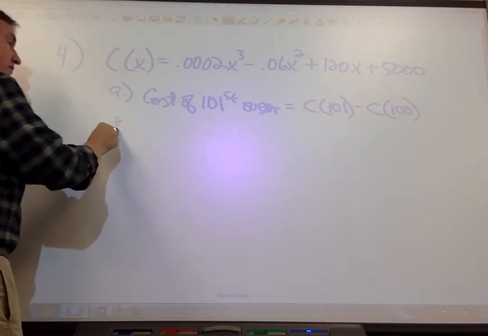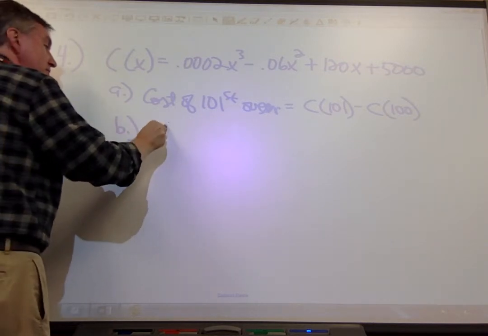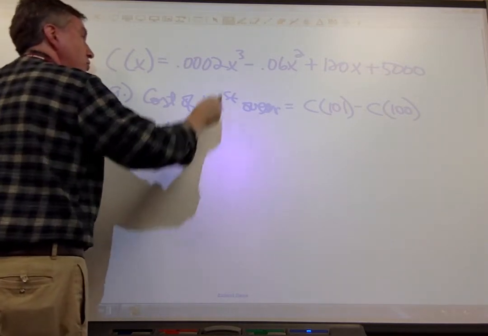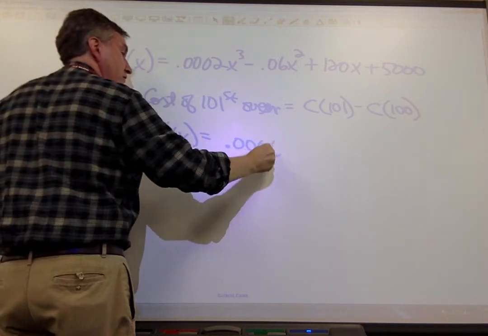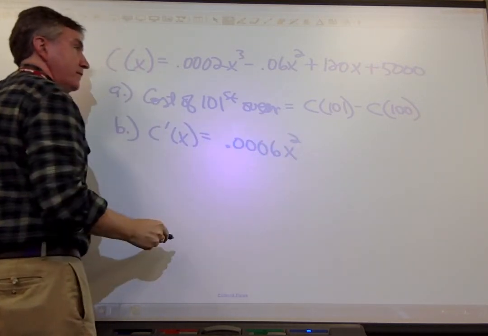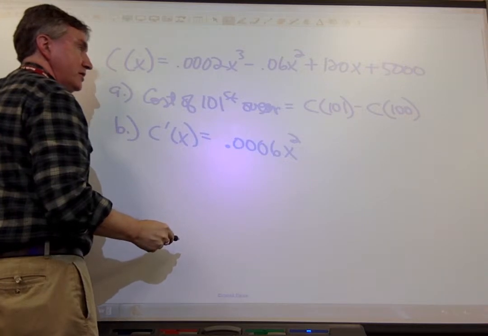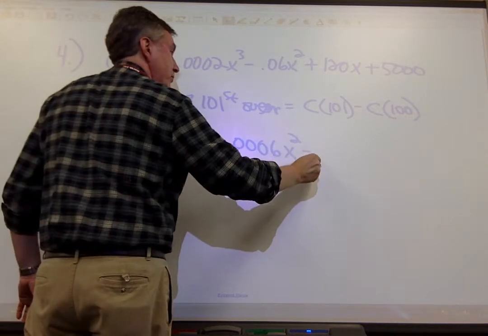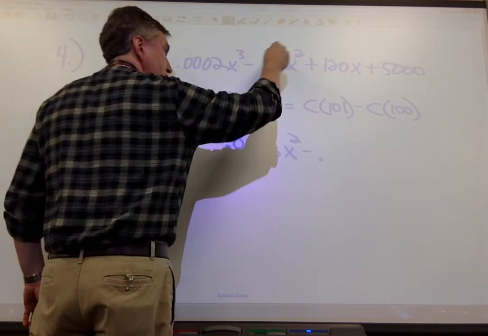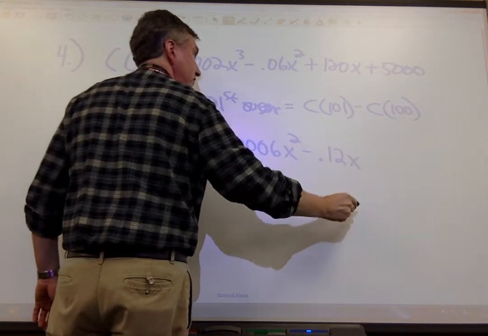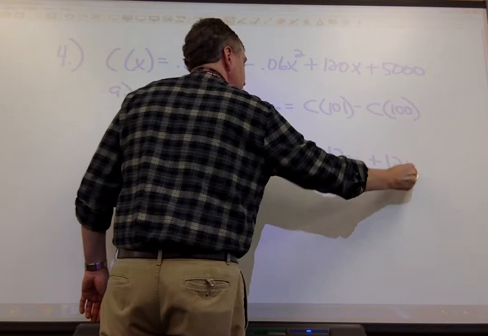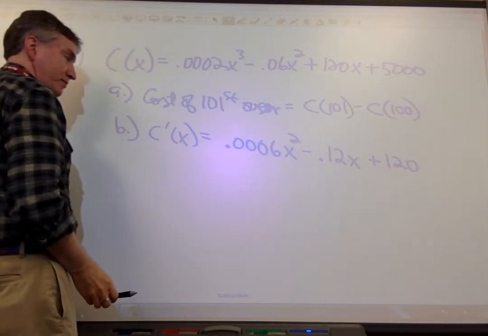So for part B, we want to find C prime of x, which would be 0.0006x squared. Would you agree with that? What would the second term be? 2 times 0.06 would be 0.12x, plus 120, okay?